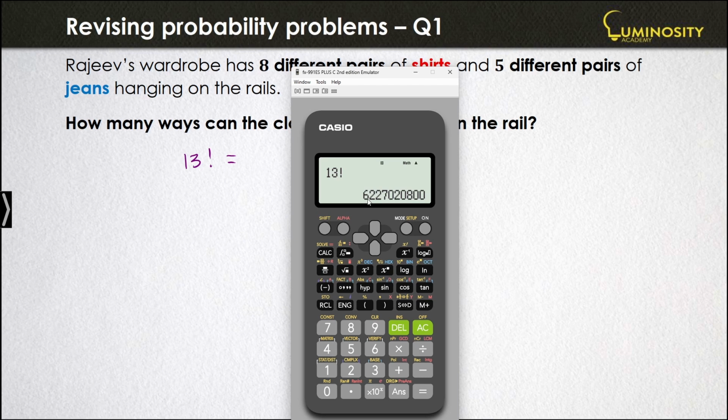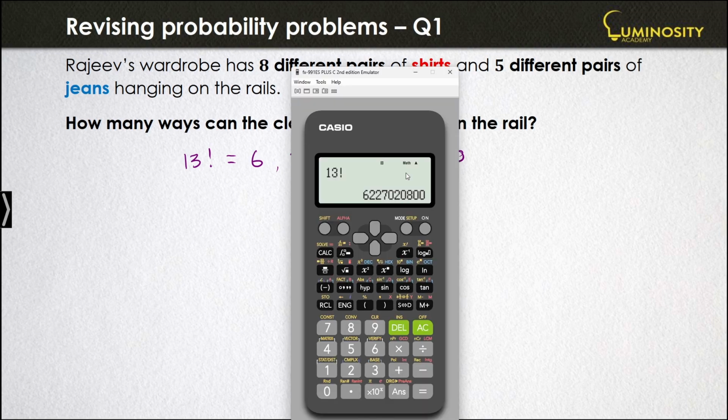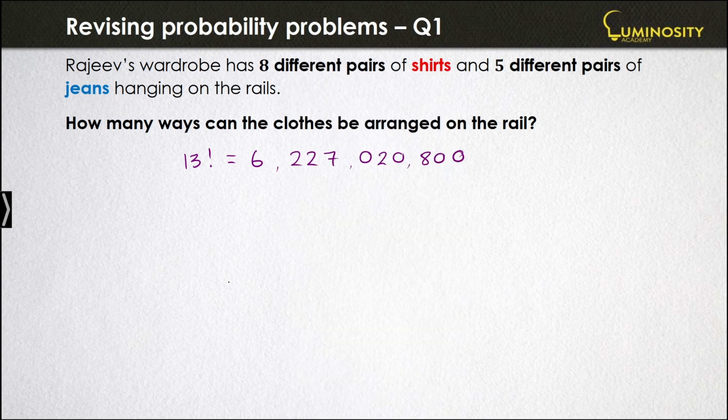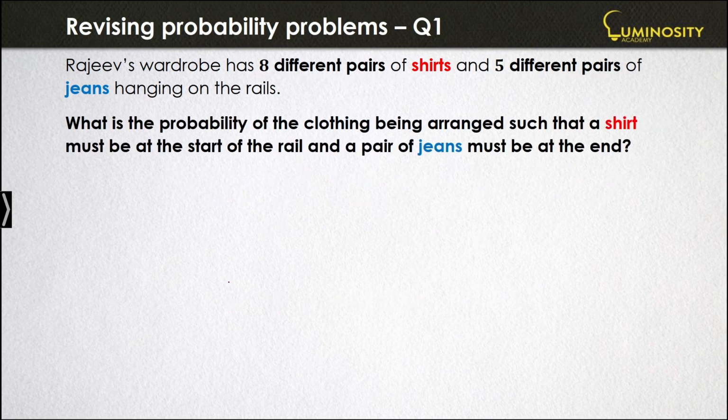Okay, so this is 6,227,020,800. Okay, so quite a large number. See, you can space it out by 3s to get the magnitude of the number. So there are 6,227,020,800 different ways that we can arrange these items of clothing without any restrictions. So quite huge. So this previous number is quite small in comparison to that number because there's restrictions here.